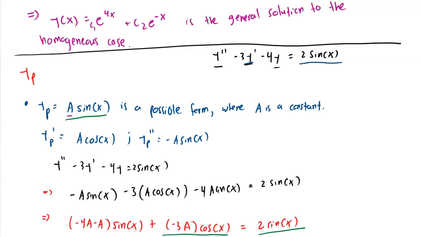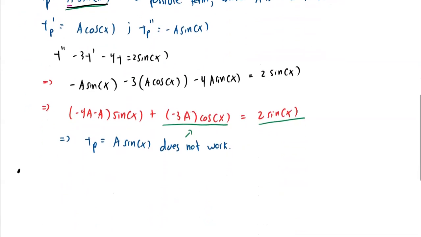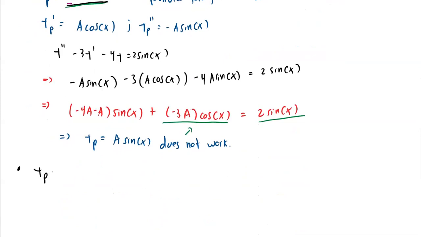So how can we modify maybe this guess of a form for the particular solution so that we can potentially cancel the cosine? Again, here we can't cancel it, but maybe if we modify it, we can actually cancel it. So let's try this. Let's try y sub p equals a sine x. And I'm going to modify it by adding b cosine x.